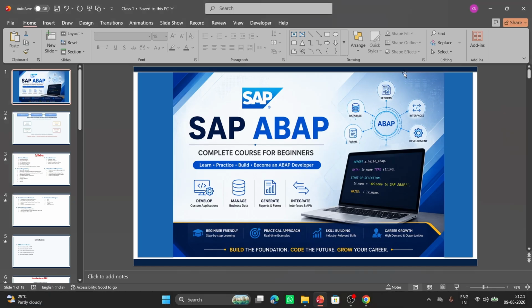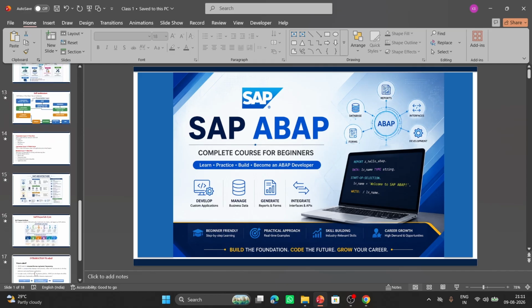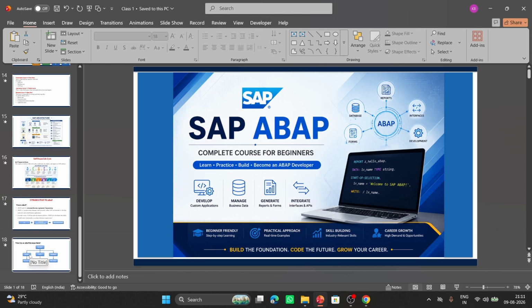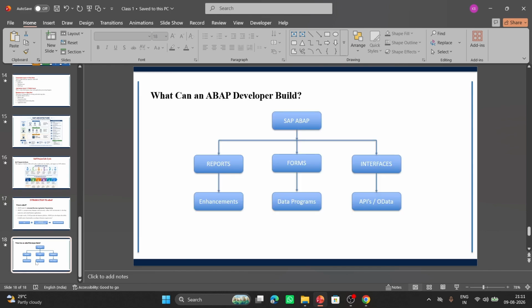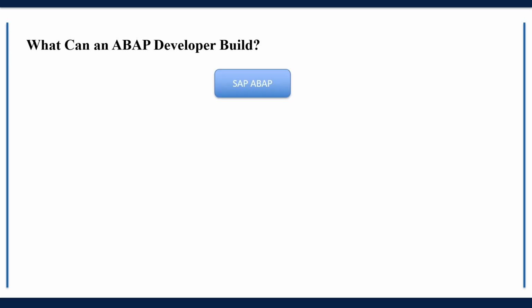If SAP already provides standard functionality, why do we need ABAP? The answer is that every organization has unique business requirements. SAP provides standard functionality for many common business processes, but sometimes the customer needs something specific that is not available in the standard system. For example, one company needs a customer sales report, a special invoice format, or an interface with another application. Then an ABAP developer is needed to develop the required solution.